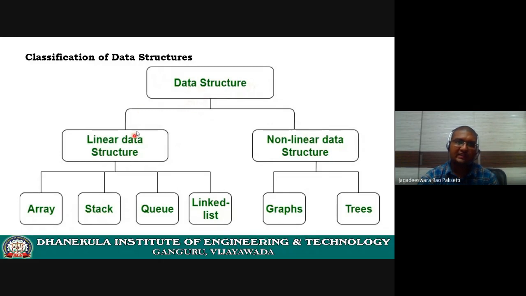Now data structure is classified into linear data structure and non-linear data structure. What is meant by linear and non-linear? If you understand the terms linear and non-linear, then 50% you will understand the difference between these 4 data structures and these 2 non-linear data structures. The basic difference you will understand. So let me focus on what is meant by linear.